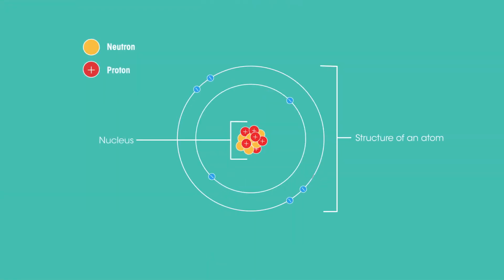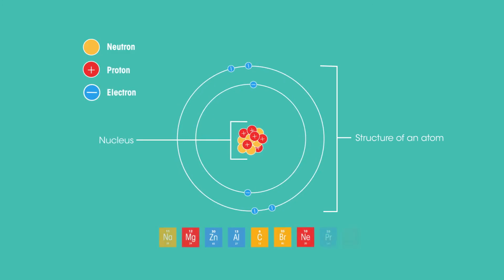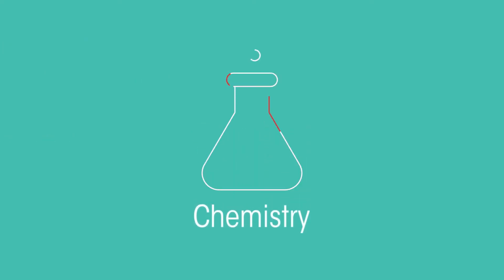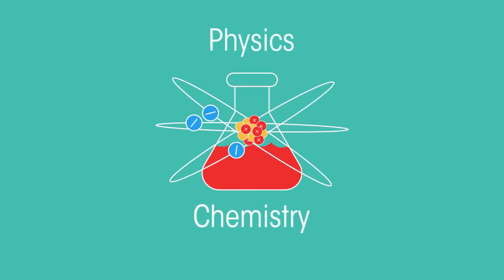In the previous video, you learnt about the structure of atoms. You also learned that elements are atoms of different types. You have probably come across atoms and elements before in chemistry. Physics and chemistry overlap, and so we need to also know about them in physics too.